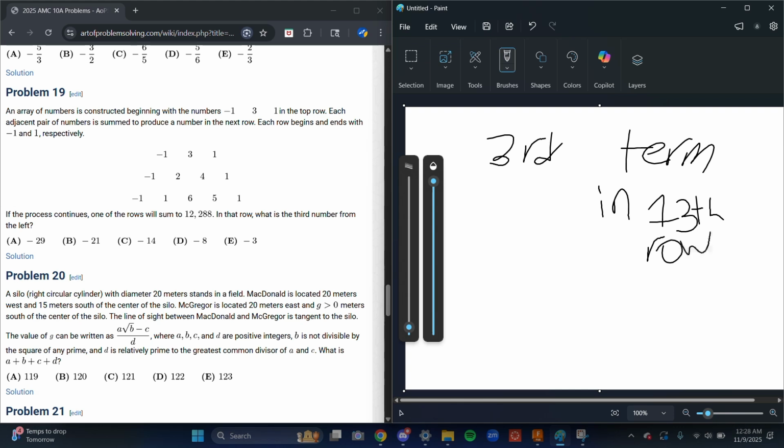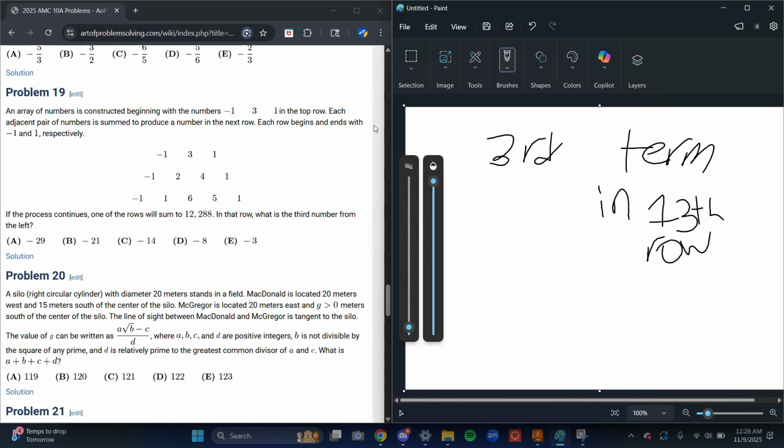Okay, so how are we going to get the third term? Well, let's first start off by figuring out how we even get to the second term. The second term is always going to decrease by 1, because we're always going to be adding on to this -1. So it's going to be 3, 2, 1, 0, -1, -2, dot, dot, dot, all the way down to the 13th row. But we want the third term, not the second term.